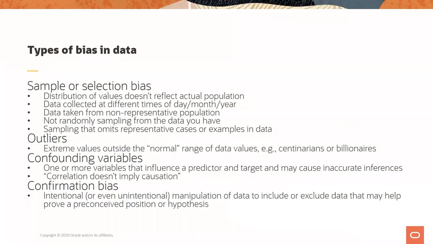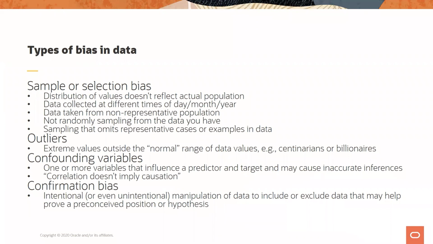What are the different types of bias that we might have? One has to do with sample or selection bias. This is where the distribution of values that you have in your data set doesn't actually reflect the actual population. How could this happen? Well, you might have collected data at different times of the day, month, or year. Just consider temperature values. If you always collected temperatures in the morning, that's not going to be representative of what you would encounter throughout the day.